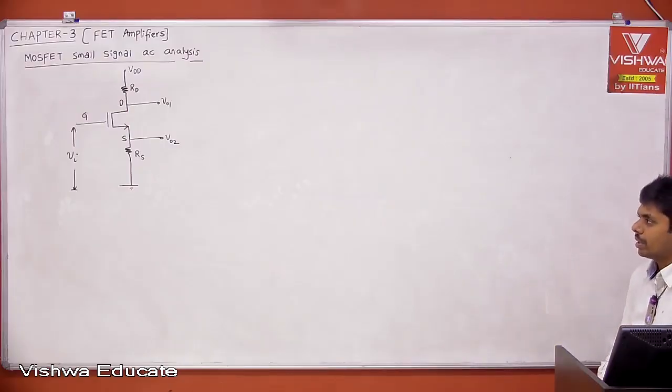Because there is no input impedance and there is no current gain, it is faster. If you compare with BJT, it is faster. And the concepts we studied in the case of BJT can be applied to MOSFET also. That's why I don't need more time for the MOSFET analysis.